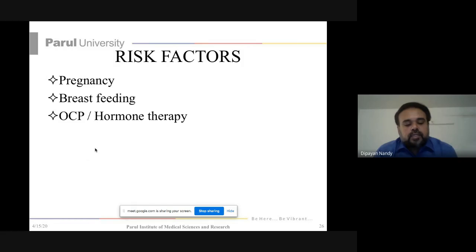Hormone therapy is, most of the time, used postmenopausal when patients have hormone withdrawal symptoms. There again, if the dose of estrogen can be minimized, the risk can be decreased.